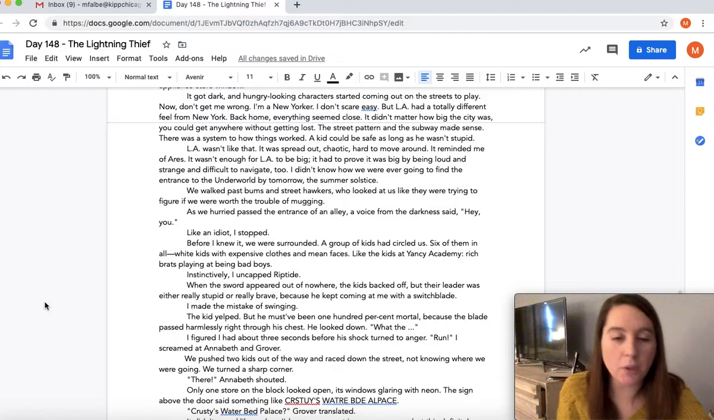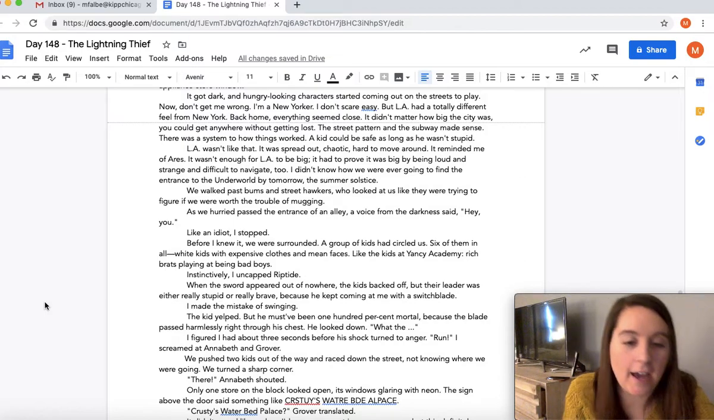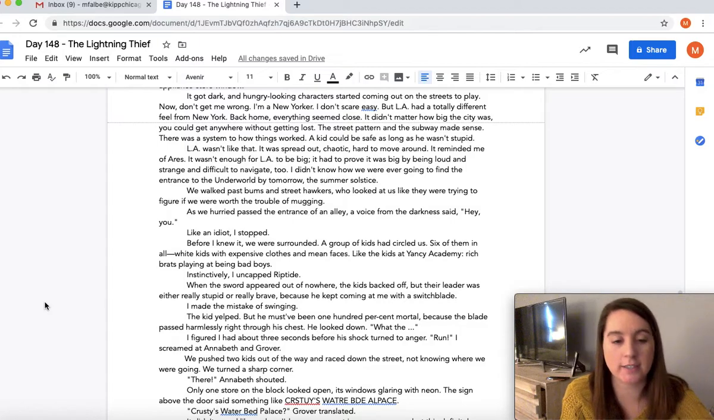He looked down. What the? I figured I had about 3 seconds before his shock turned to anger. Run! I screamed at Annabeth and Grover. We pushed 2 kids out of the way and raced down the street, not knowing where we were going. We turned a sharp corner. There! Annabeth shouted. Only one store on the block looked open. Its windows glared with neon. The sign above the door read something like Krusty's Waterbed Plus. Krusty's Waterbed Palace, Grover translated.